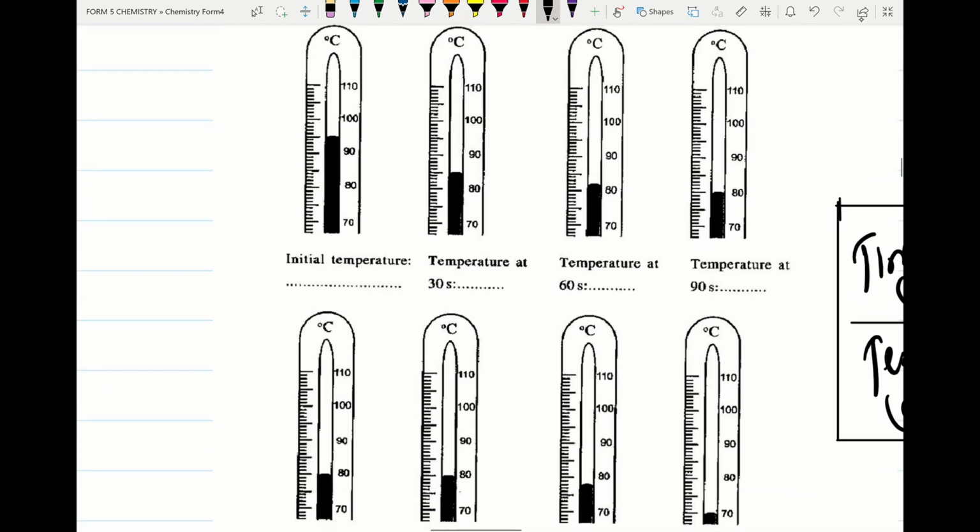So we try to read this one. The initial temperature at 0 second will be 95 degrees Celsius. All right, next one will be 90 degrees Celsius.